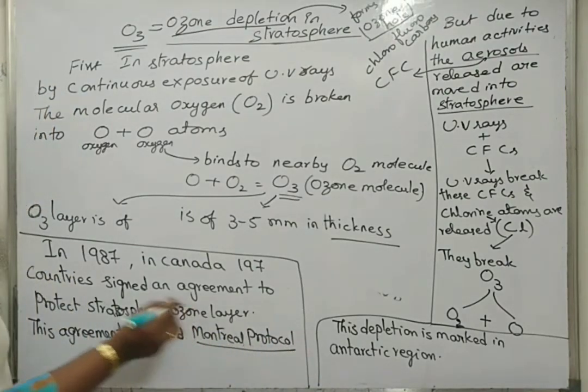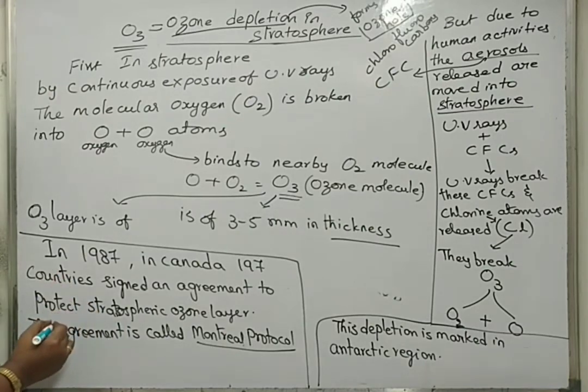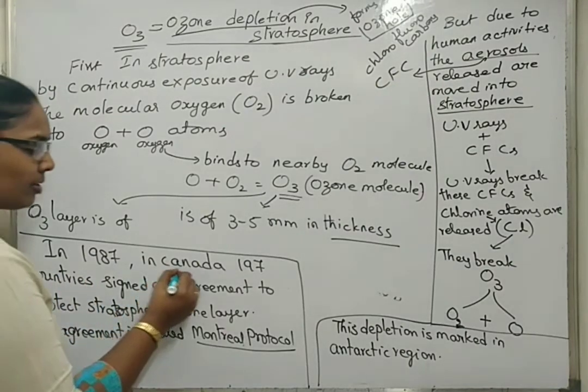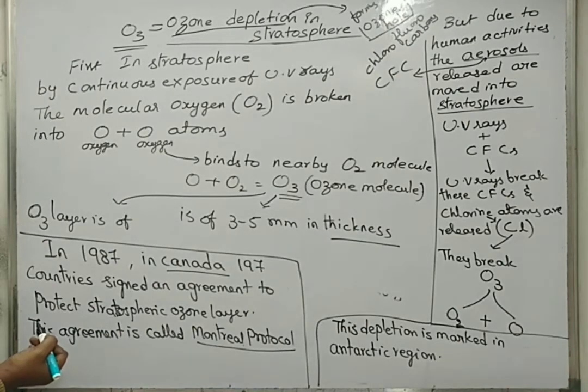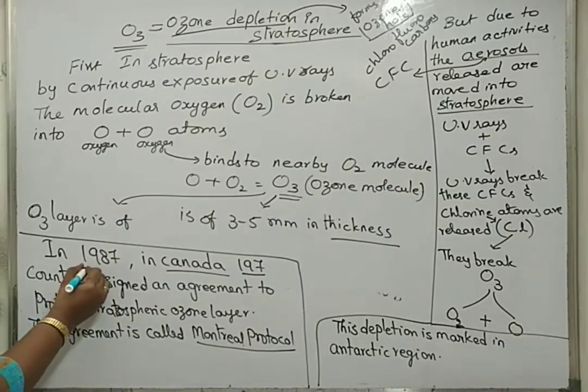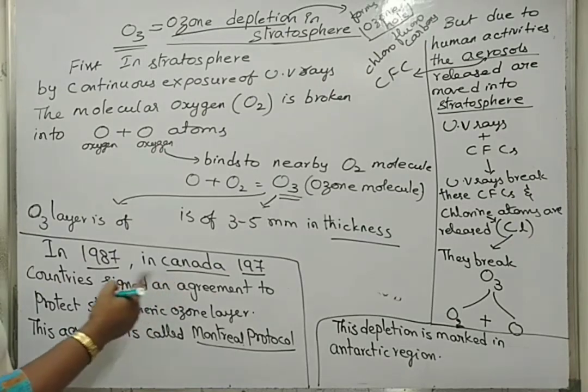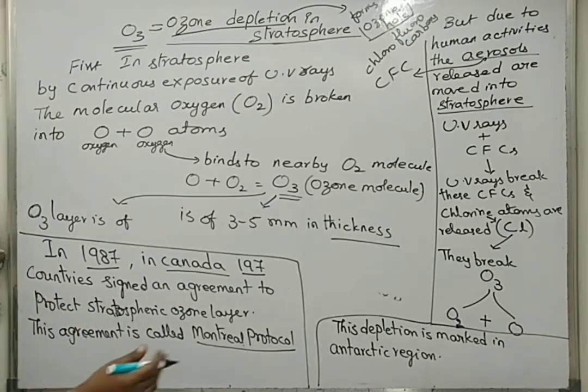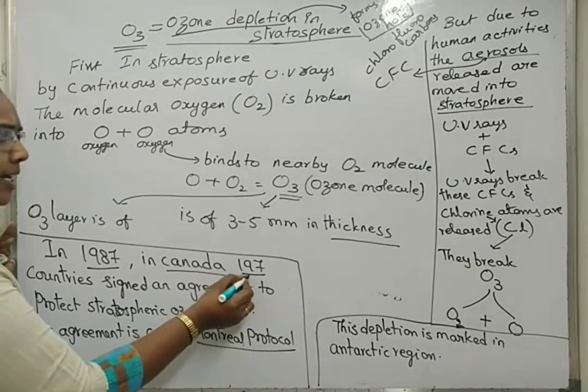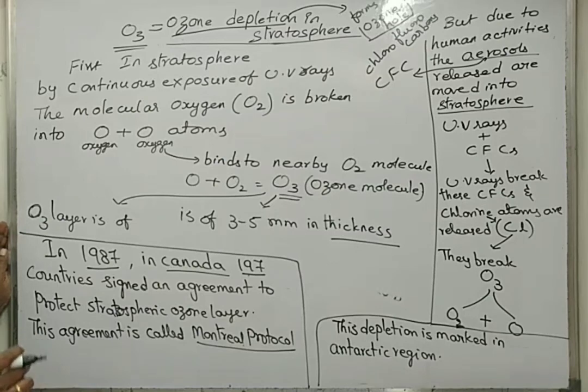Montreal Protocol. If a bit was asked from this: in which country did the Montreal Protocol take place? It was signed in Canada. How many countries were involved? 197 countries. In which year did it take place? In 1987, the agreement was signed. What is meant by the Montreal Protocol? It is the agreement signed by nearly 197 countries to protect the stratospheric ozone layer. So this is about stratospheric ozone layer depletion.